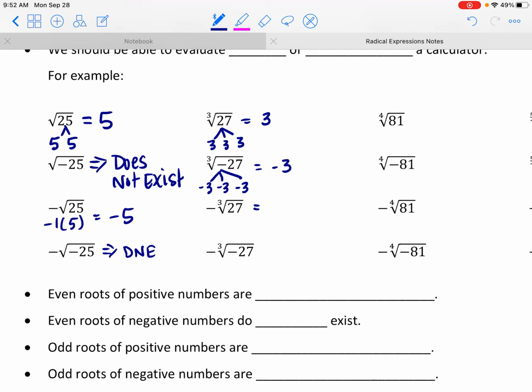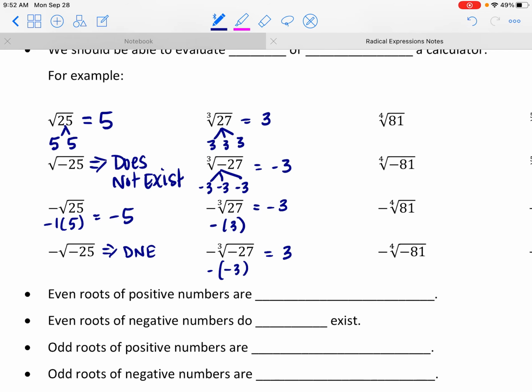Here, the cube root of 27 we said was 3. If we multiply that by a negative, we're going to get a negative 3 again. And then here, the cube root of negative 27 would be negative 3. If we multiply that by the negative on the outside, that's going to make this one a positive 3.